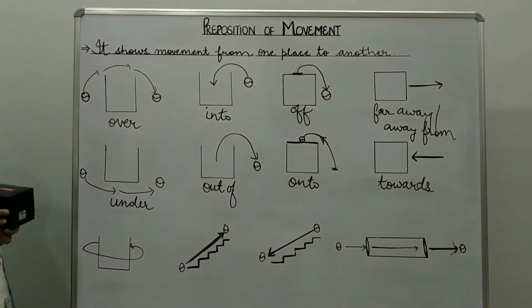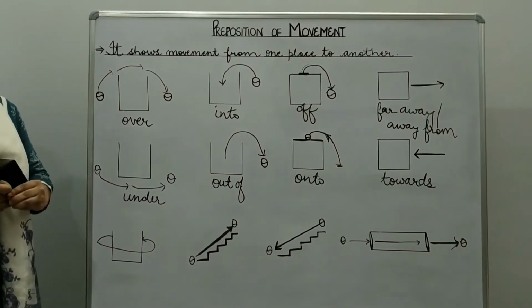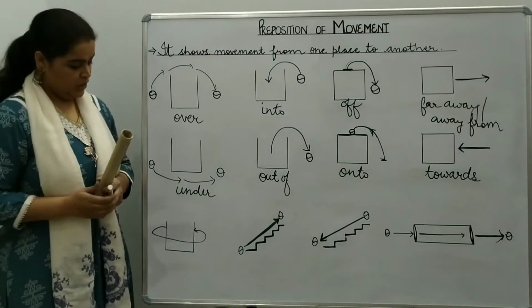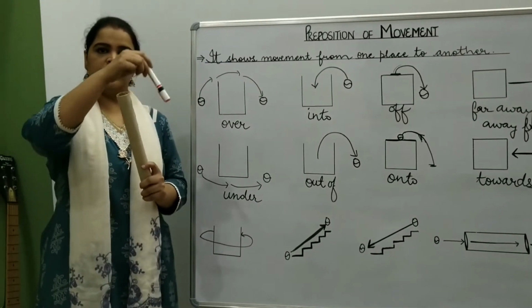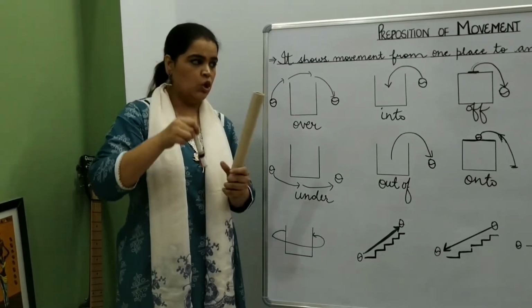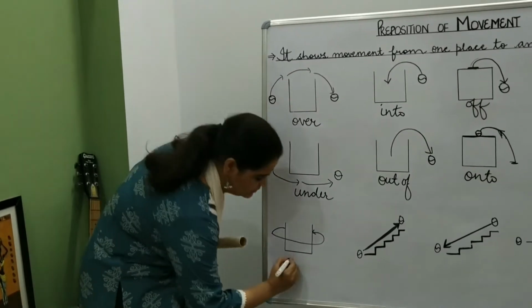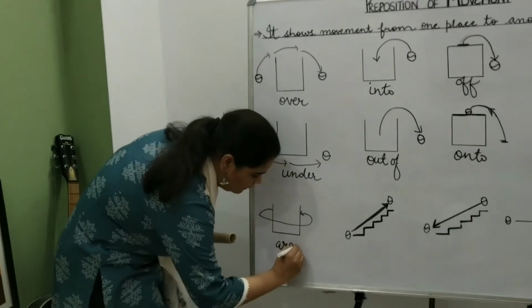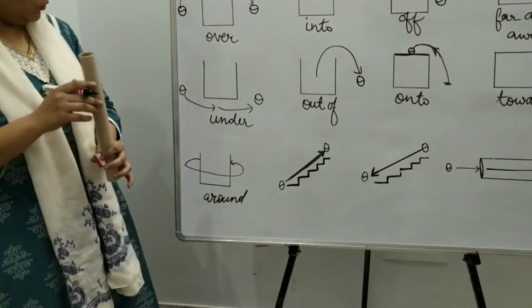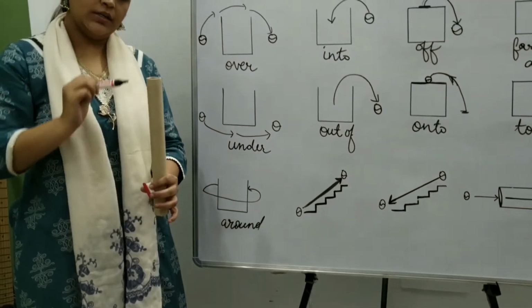Now the next one. We'll understand this with the help of one pipe. So this is our pipe. You can see the marker is moving just round the pipe in this direction. This movement is called around. So when something moves in this direction, this is called around.